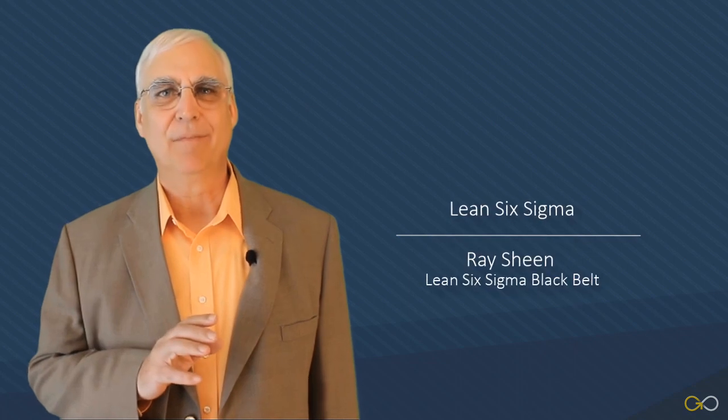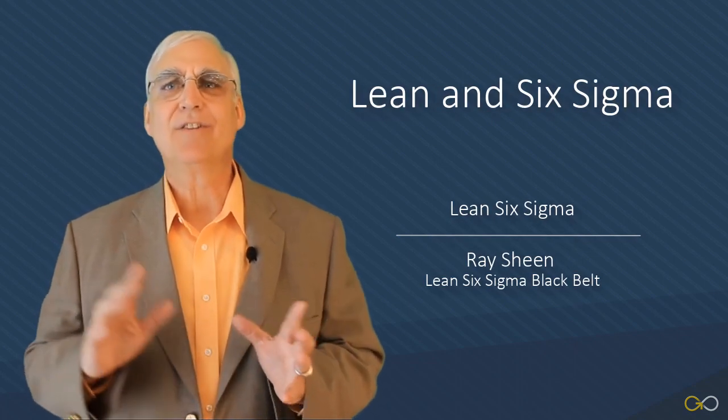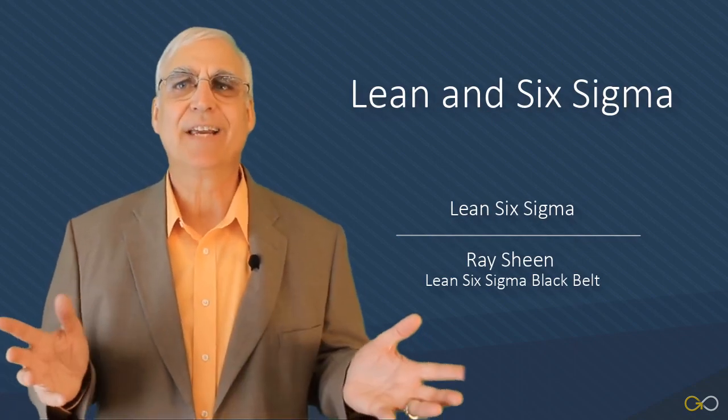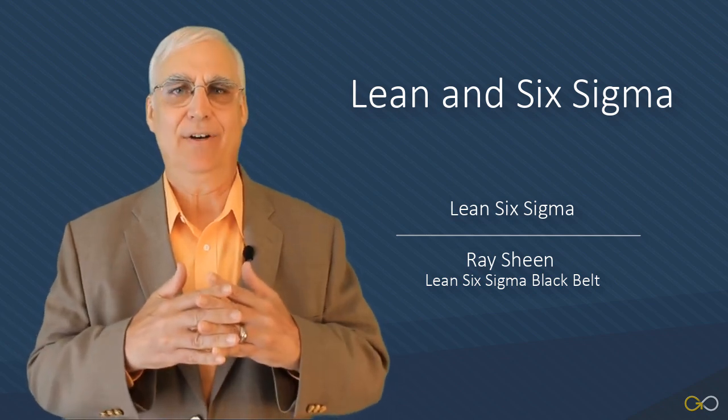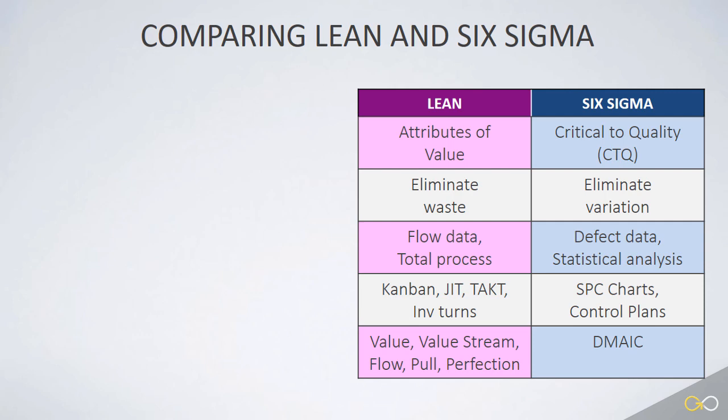Hi, I'm Ray Sheen. Well, we've looked at the foundational elements of Six Sigma and lean manufacturing. It's now time to blend them together to get Lean Six Sigma. Lean and Six Sigma are very compatible. In fact, they augment each other nicely to create a great process improvement methodology.